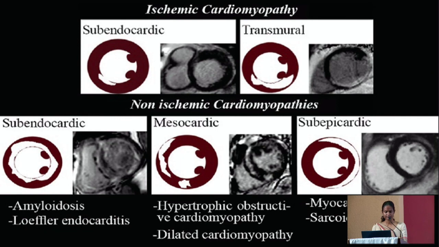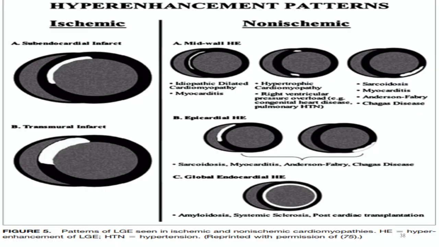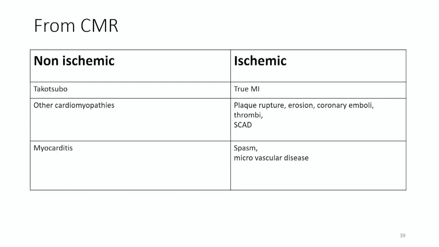So this is a picture of various cardiac MRIs, which is showing the late gadolinium enhancement pattern. In the ischemic cardiomyopathy, there's subendocardial late gadolinium enhancement, and in other causes, there are different patterns. This is again a graphical representation of late gadolinium enhancement on cardiac MRI. So with cardiac MRI, we can differentiate non-ischemic causes, which can closely mimic MINOCA, from ischemic causes.